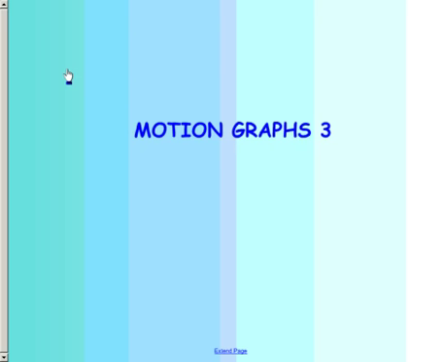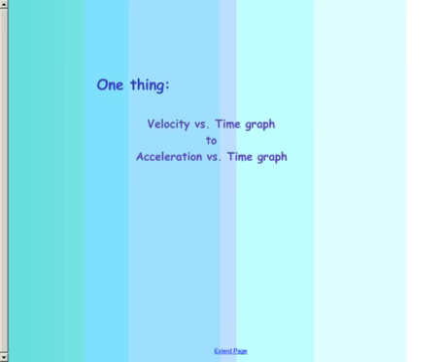Today we're going to do motion graphs number 3. Now, I think we're getting pretty close to the end of these motion graphs, so hang on tight. We're almost there. You're doing good. Today, we're going to only try to get through one thing, and that's changing a velocity versus time graph to an acceleration versus time graph. Now, I haven't even mentioned acceleration yet, so first we'll define that and then we'll see what we can do. All right?